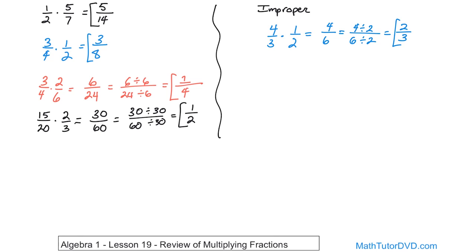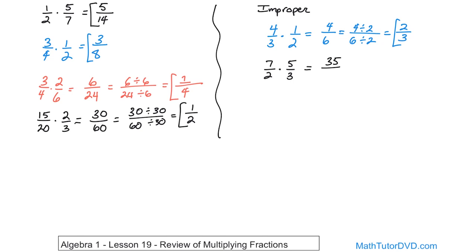We'll do another example of that. What if we had 7/2? That's an improper fraction. Multiplied by 5/3. That's another improper fraction. So here we have 2 improper fractions multiplied together. All you do is multiply 7 times 5 and put that on the top, 35.